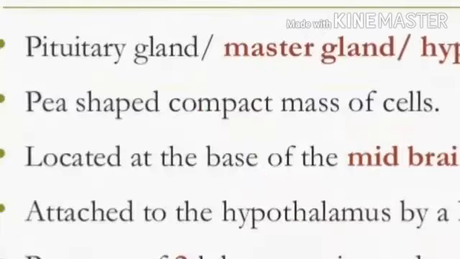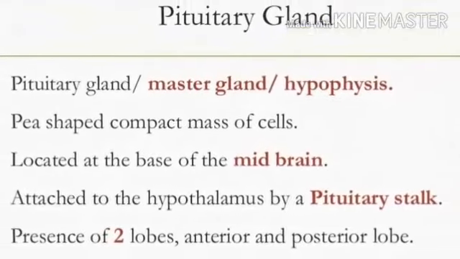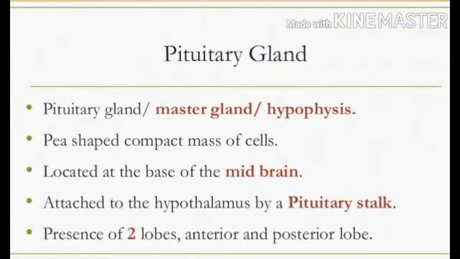This pituitary gland is a pea-shaped compact mass of cells, and it is located at the base of the midbrain. It is attached to the hypothalamus. This pituitary gland is attached to the hypothalamus with the help of the pituitary stalk. So this pituitary stalk is helping the pituitary gland to attach to the hypothalamus.